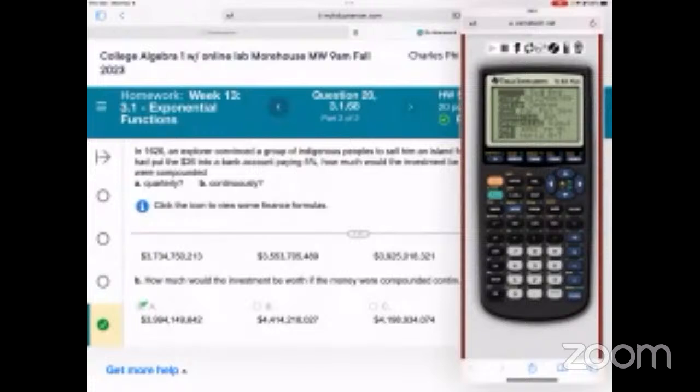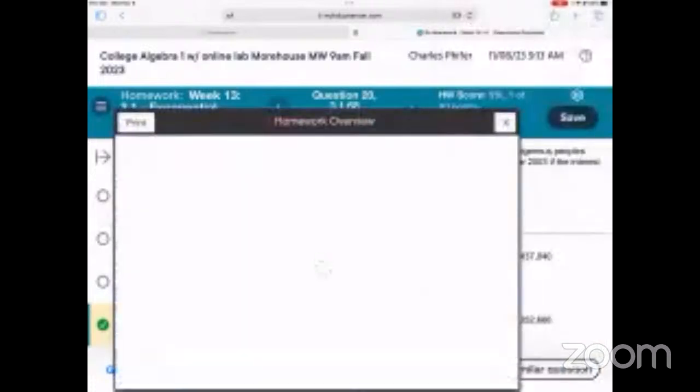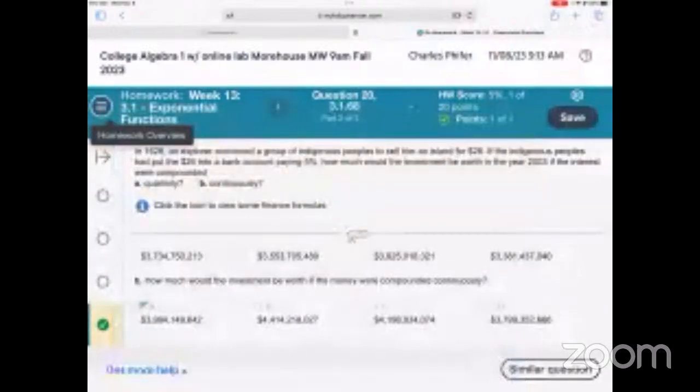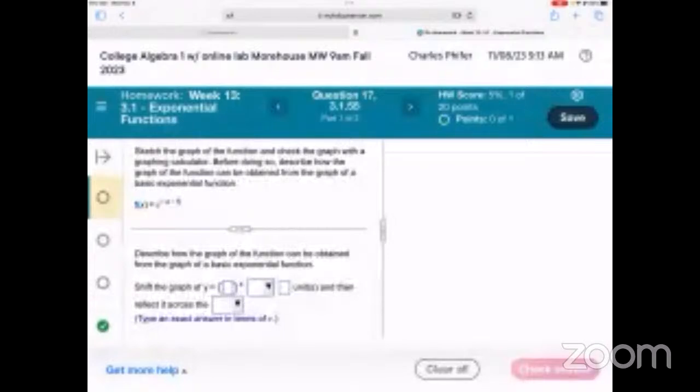All right. I think the thing says 17, so we're just gonna go ahead and do 17. Okay. So sketch the graph of the function and check the graph. Because I don't have an 84 mod. The only one I got working is the one that I show. Sketch the graph of the function and check the graph with the graphing calculator before doing so. Describe how the graph of the function can be obtained from the graph of a base exponential function.